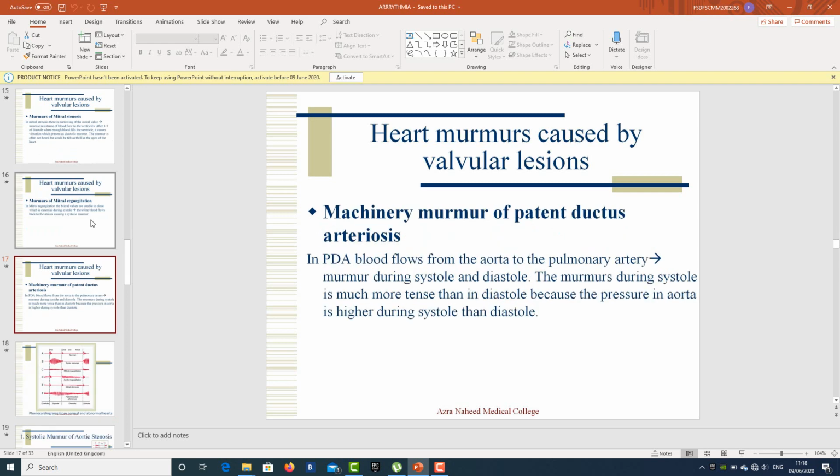Then we should learn about the machinery murmur, or continuous murmur, of patent ductus arteriosus. In patent ductus arteriosus, the blood flows from the aorta to the pulmonary artery, and the murmur is during systole and diastole. The murmur during systole is much more intense than in diastole because the pressure in the aorta is higher during systole than in diastole.